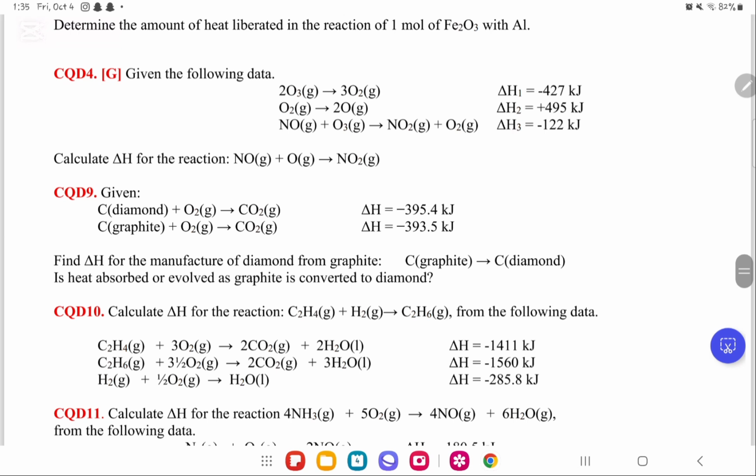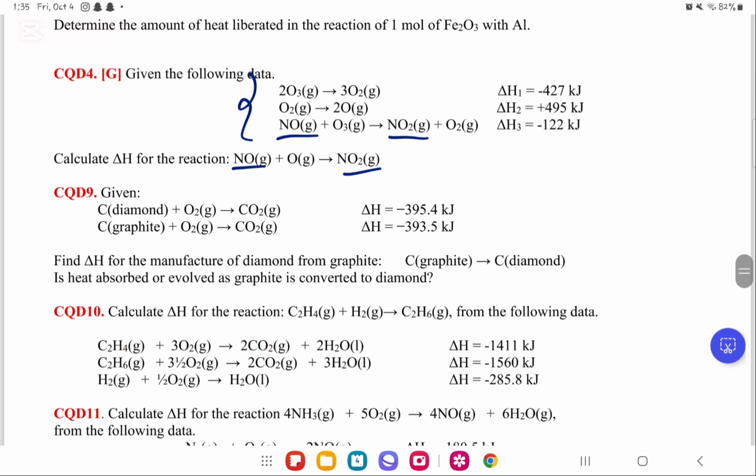CQD 4. Here this one is the same as before but simpler. Calculate delta H for the reaction: NO gas plus O gas gives us NO2 gas. We have NO2 gas in the products, so we're not gonna change this equation. Then we have NO gas in the reactants, and we have NO gas in the reactants. We're not gonna change anything.